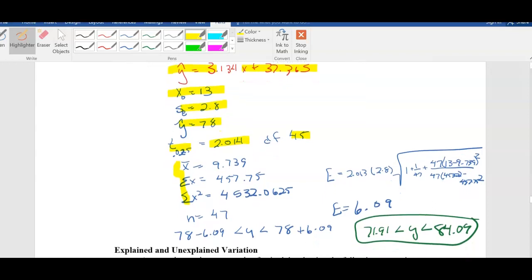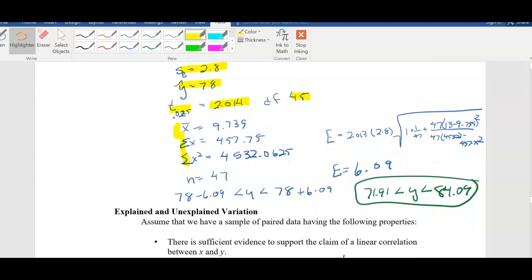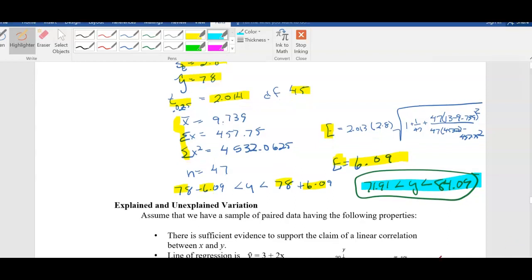We typed it into StatDisk. So my error was 6.09. So now I have to take the 78 minus 6.09 and the 78 plus 6.09. So my final answer was my Y values between 71.91 inches tall and 84.09 inches tall, or 72 and 84. So not too bad. We did okay on our things.